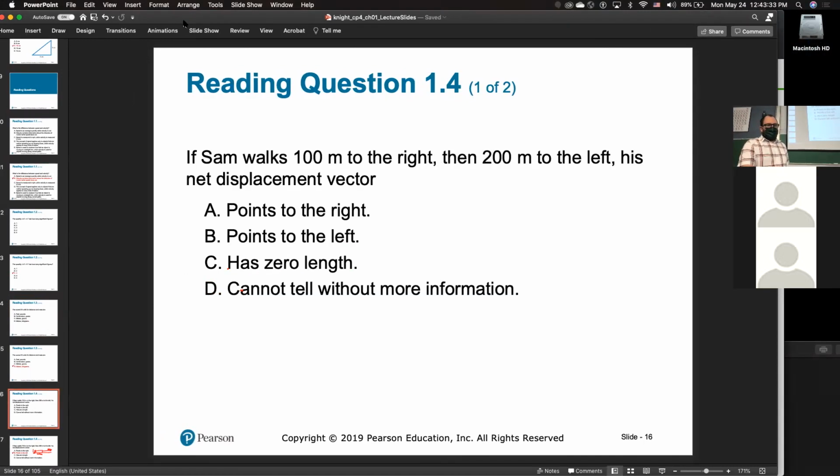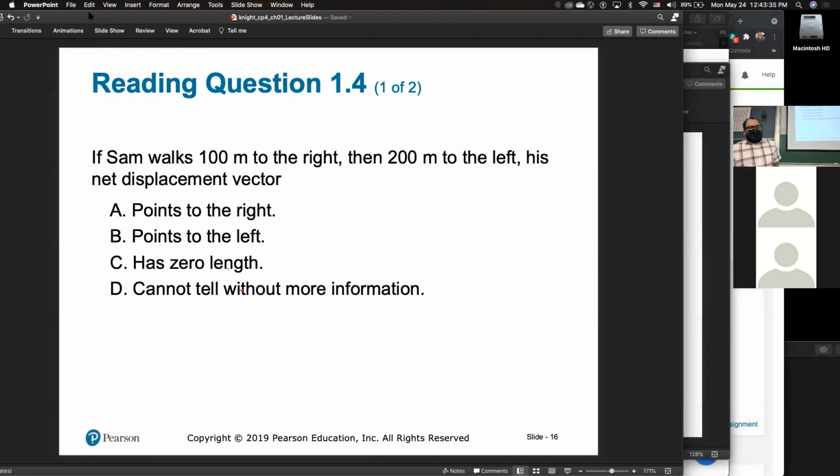Okay, so here is a question. If Sam walks 100 meters to the right, and this is a vector question, we can have several different kinds of vectors. We can have a position vector, or we can have a velocity vector. A position vector just tells you how far you are away from a certain point, usually your origin. So let's say I'm standing here. My origin, let's say zero, is right here at the edge of this desk.